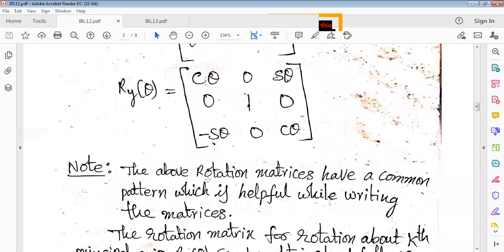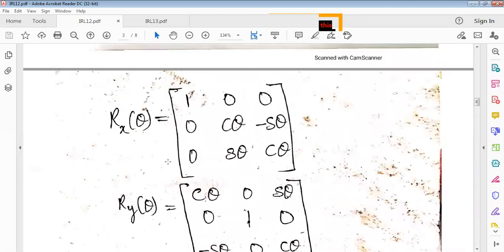For instance, if you observe this matrix, i is equal to 1, k is equal to x. This is the ii element, and its value is 1. Here, the first row, second column, the 1, 2 element, is 0, and the 1, 3 element is 0. Similarly, the 2, 1 element is 0 and the 2, 3 element is 0.